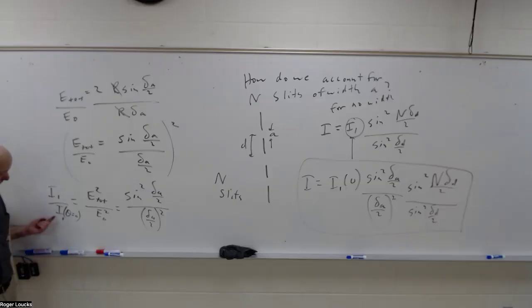Okay, so first of all, what is I1 at delta equals 0? That's the intensity at the very center. My delta A is 0, my theta is 0. So if I compare the intensity at the center to the intensity at the center, I get 1. The maximum value this can have is 1.